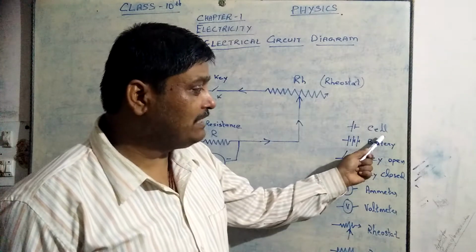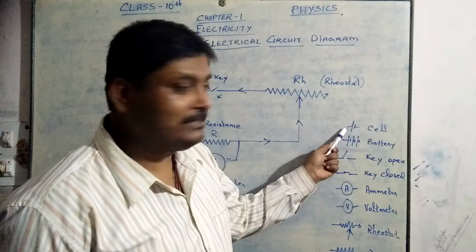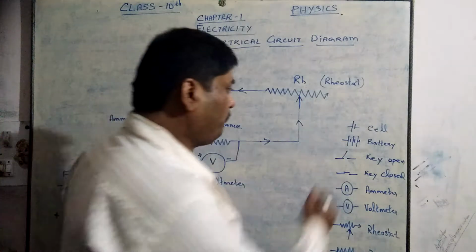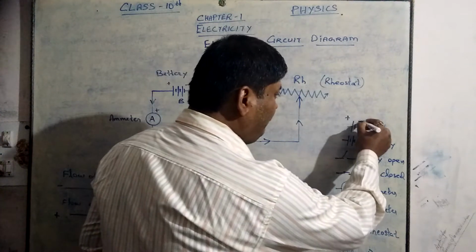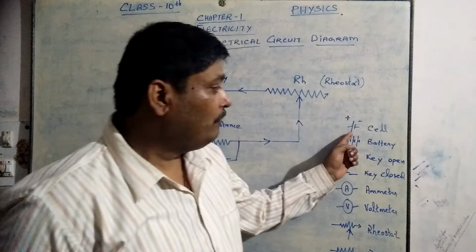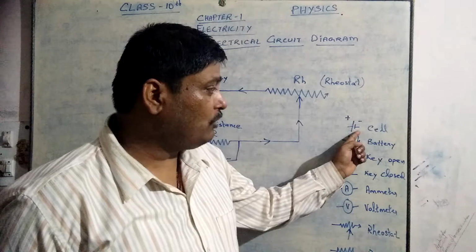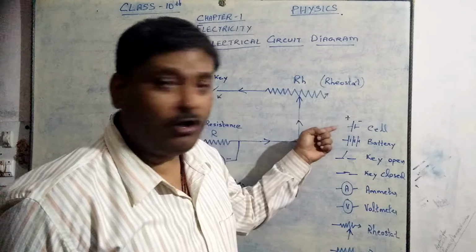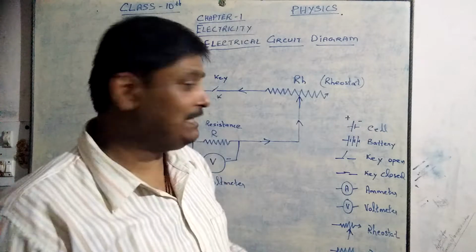On this side you can see the cell. A cell is shown by two lines. The bigger line is for positive and the smaller line is for negative. That is the symbol for a single cell.